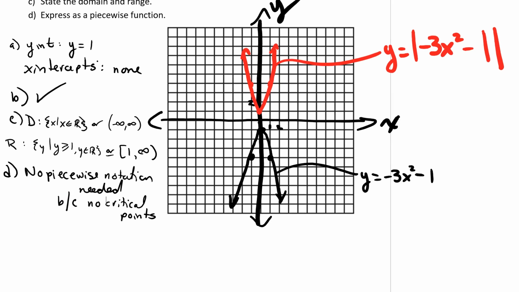I mean, I guess I could say, okay, well, since it's all changed, I can say y equals 3x squared plus 1 for all x belonging to the reals. I could say that, though the piecewise notation is no longer needed.